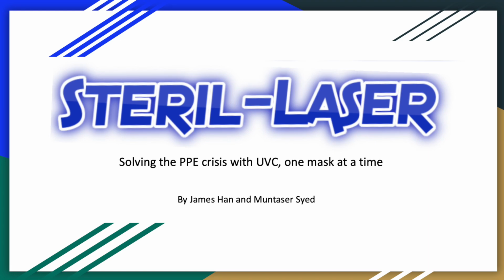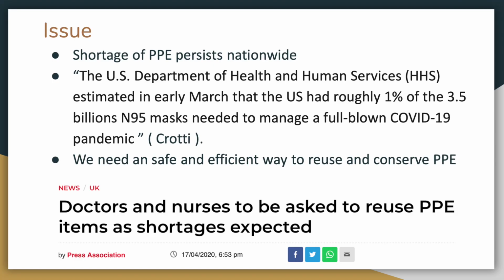Because of COVID-19, there has been an explosion in PPE usage. With the explosion came an inevitable shortage of resources across the country. Read this. The U.S. Department of Health and Human Services estimated in early March that the U.S. had 1% of the 3.5 billion N95 masks needed to manage a full-blown COVID-19 pandemic. We need to figure out a way to safely and efficiently reuse PPE to conserve these precious protections.